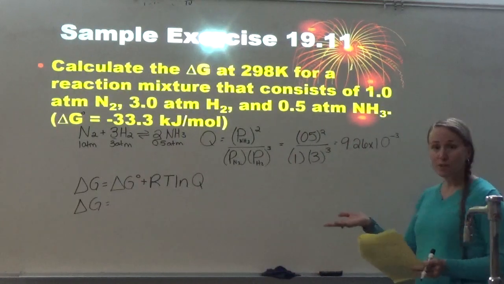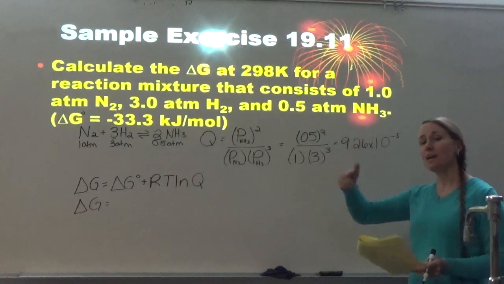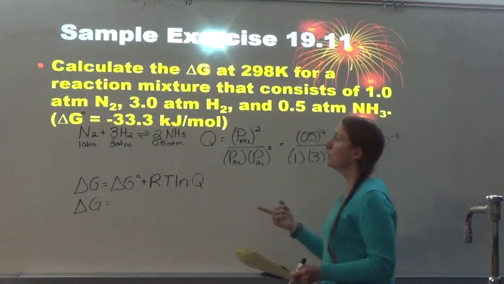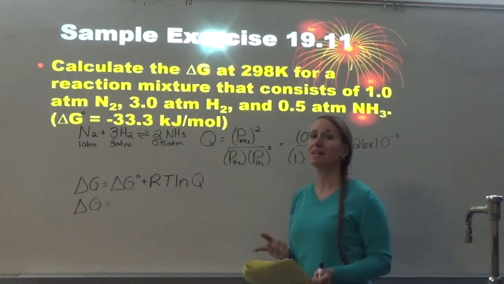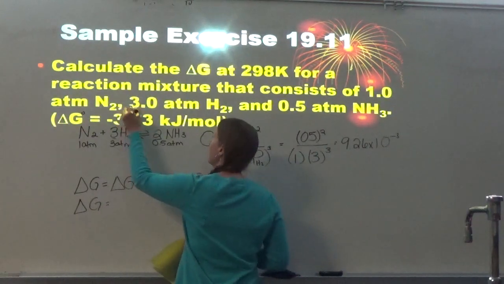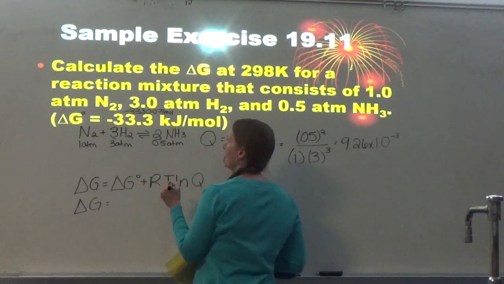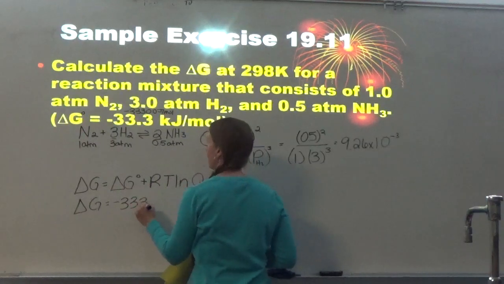So one thing I do need to point out is your R value. If you remember all the way back, it's 8.31 and then it deals with joules. But what did they give me delta G in? Kilojoules. See how this is a common thing. Like, why can we not all get along? I don't know. Okay, so this is negative 33,300 joules per mole instead. Okay, so 33,300. So I plug that in.